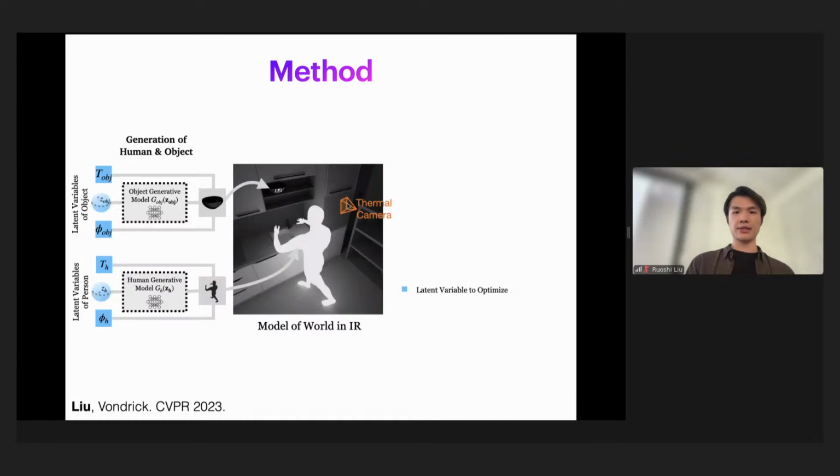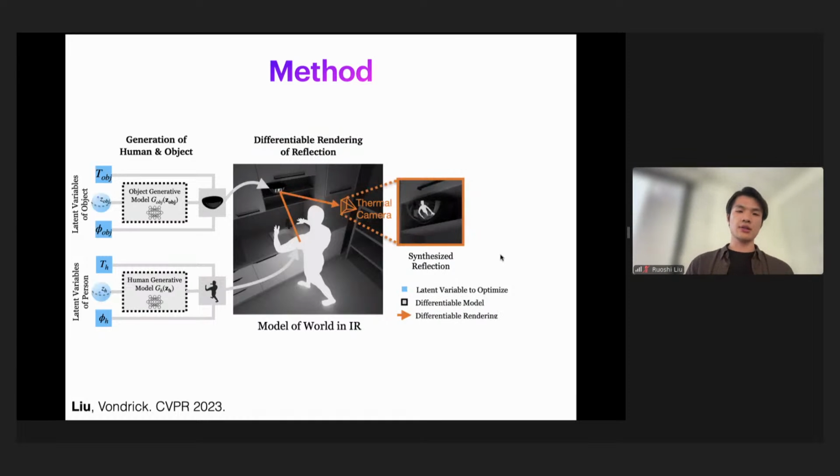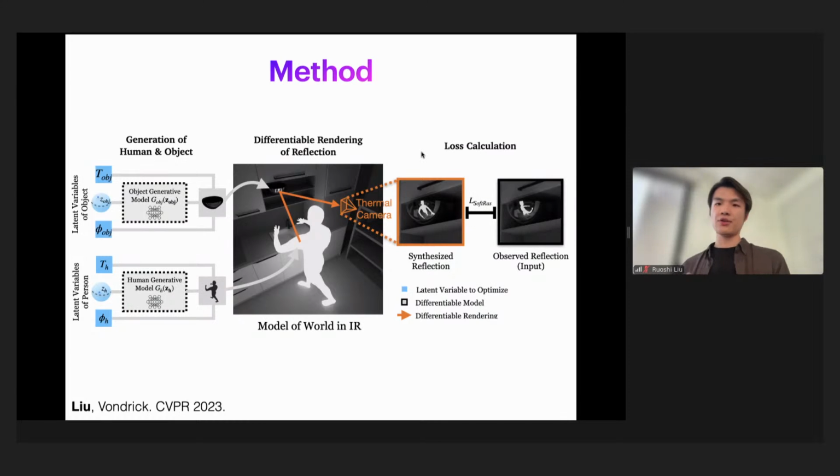And we also have a thermal camera here. So the high level idea is we want to do differentiable rendering of reflection to render what the thermal camera can see in terms of thermal images. And we can compare with our observation, which is what the camera actually captured in the scene. By calculating loss, we could backpropagate all the way to the latent variables at the beginning, because the differentiable rendering process is differentiable, and the generative model is also differentiable. So by finishing this optimization cycle, the hope is that we could reconstruct the 3D human body, and the pose and location of the human body.